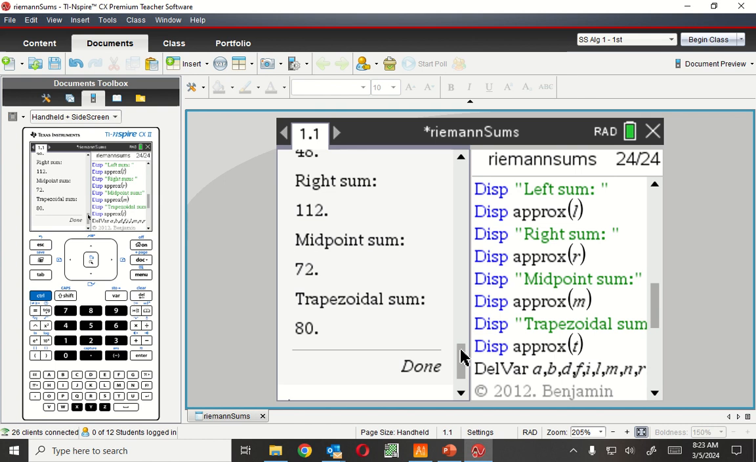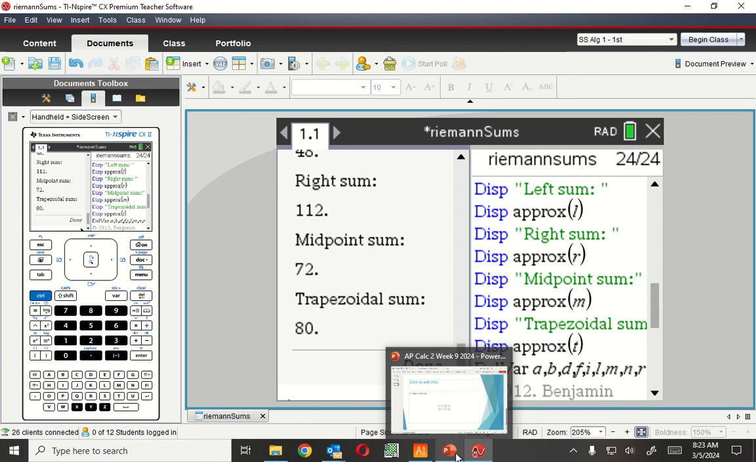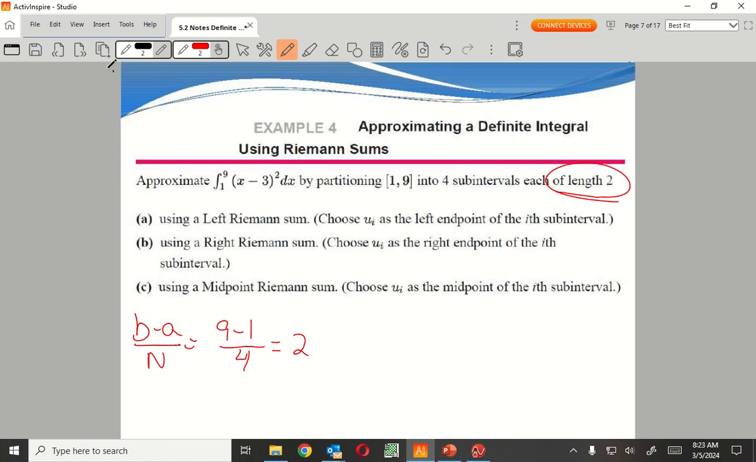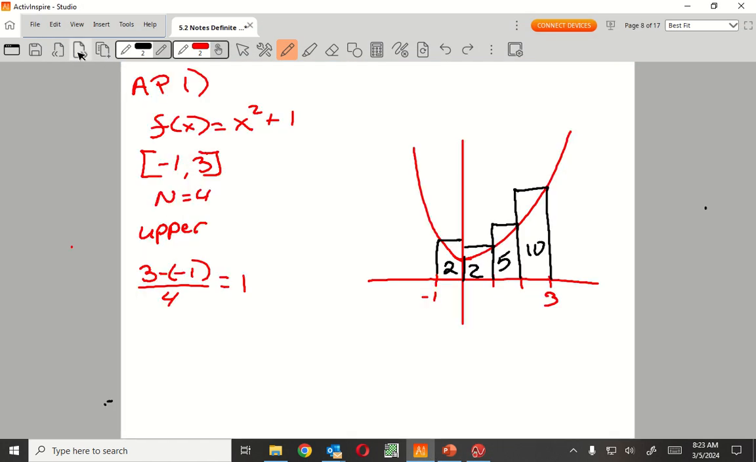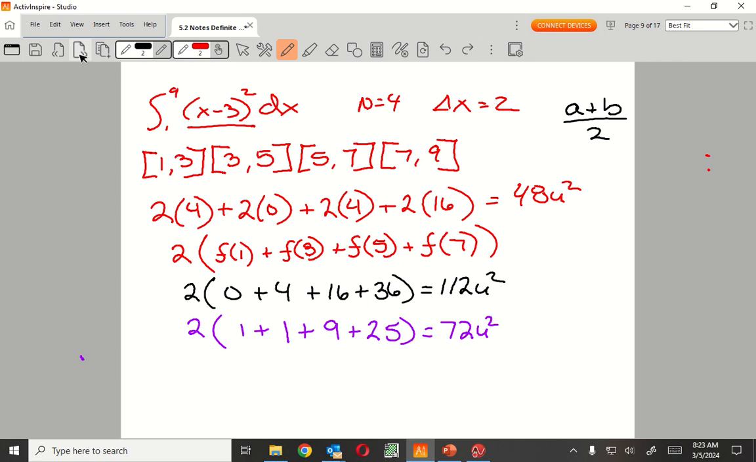All right, and if you want to go over the steps I went through, right here, oh, that was from the AP question. So I went through and did each one here.